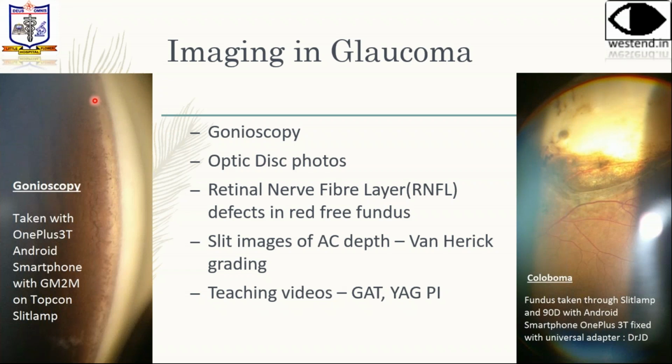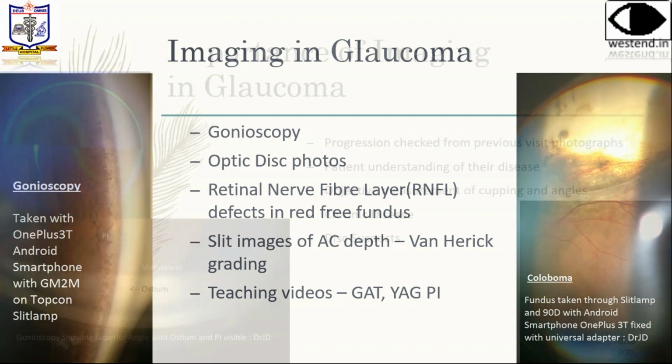And I find that compared to the conventional slit lamp camera which we have here, these smartphone photographs give more detail. So if you have a smartphone and you can take good photographs, you do not need to go for high-end equipment, especially in places where you cannot afford that. And on the right side, you can see a fundus photograph taken through a 90 diopter lens, and this shows coloboma of the fundus, chorioretinal coloboma.